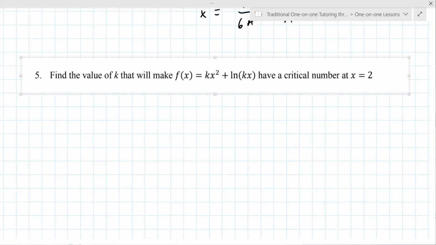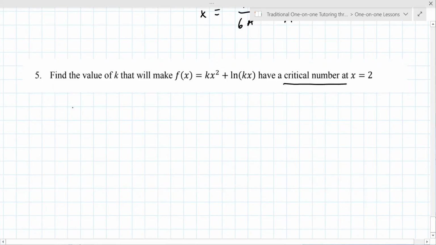Okay, so number 5. It says find the value of k that will make f of x equals kx squared plus natural log kx have a critical number at x equals 2. So that means we need to take a derivative. We need to find f prime of x. So kx squared derivative is 2kx. That's power rule. Ln, the derivative of ln is 1 over kx times the derivative of kx, which is k.